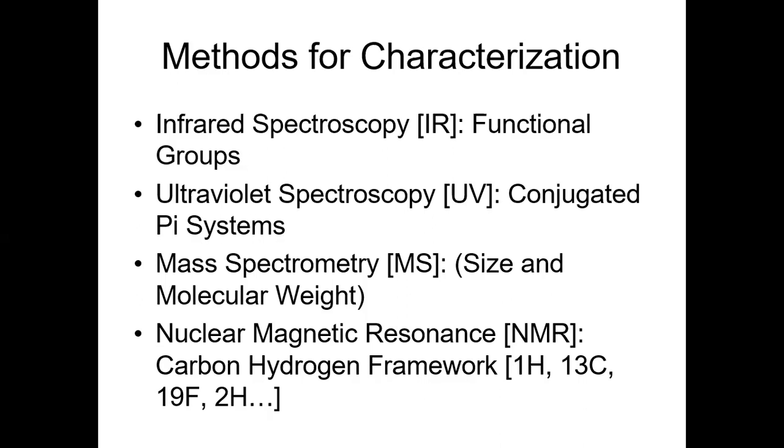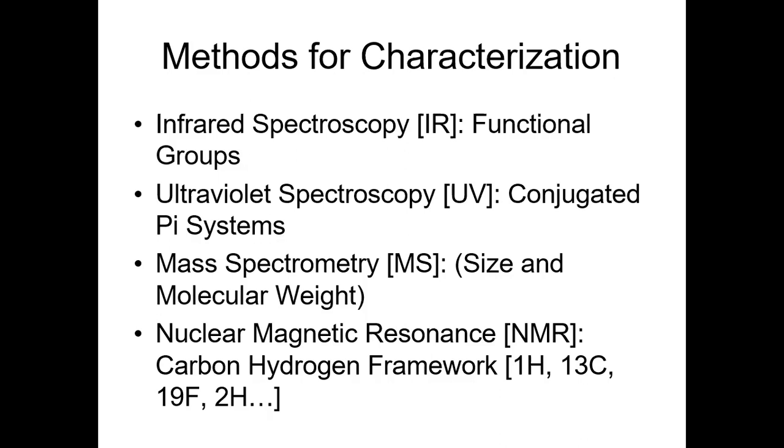But mass spec is a little bit more detailed because it gives you the mass of different fragments of a particular molecule. So we'll talk about that. And then we're going to spend the most time on NMR, which is nuclear magnetic resonance. And there are different types of NMR. Proton NMR is what we're going to be studying, and you've already had some experience with that. But there are other types of NMR, different nuclei that you can study.